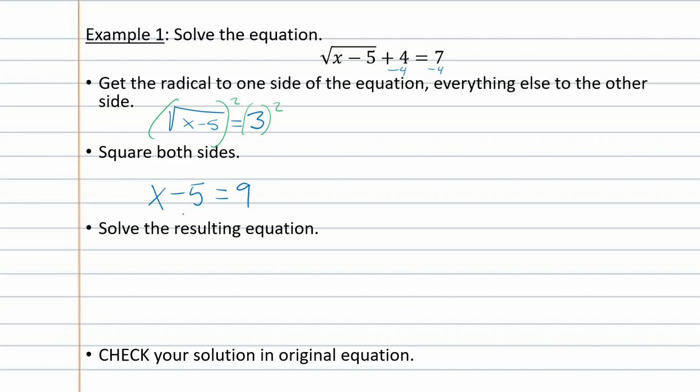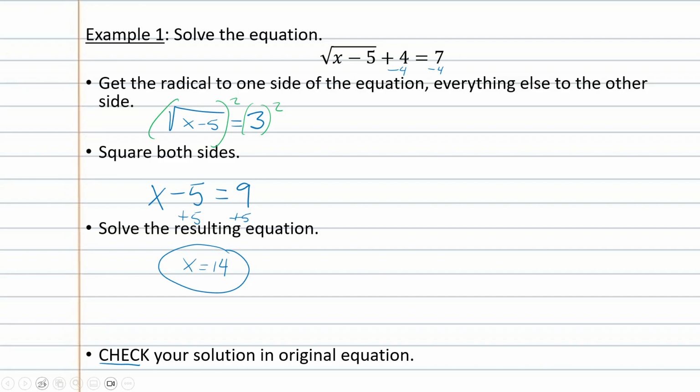All right, now we're going to solve this resulting equation. To do that, I'm going to add 5 over to the right-hand side so that I get 9 plus 5 is 14. All right, now we have to be careful here. We have to check our solution. Came up with one solution here of x equals 14. Let's check it just to be sure.